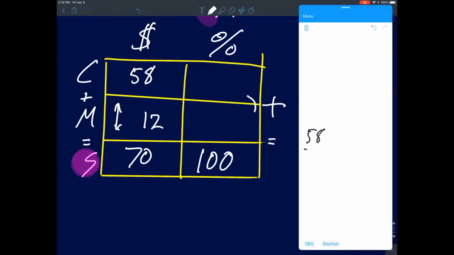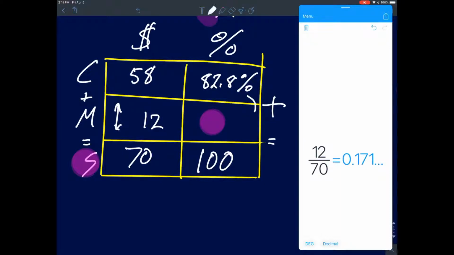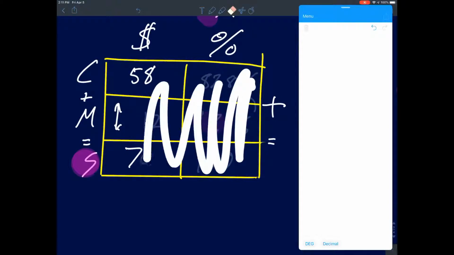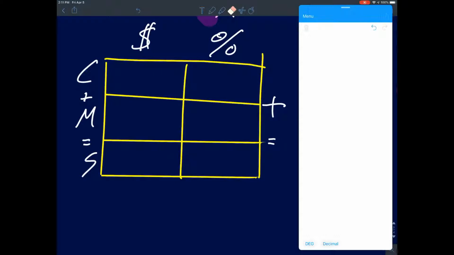So 58 divided by 70 is, let's just make that percent, 82.8%. We could subtract the two, or we could multiply or divide. That is what we are looking for anyway, and that is 17.1%. Let me get another one and try to explain it a little more clearly. I think I went a little bit around a bit on that one.